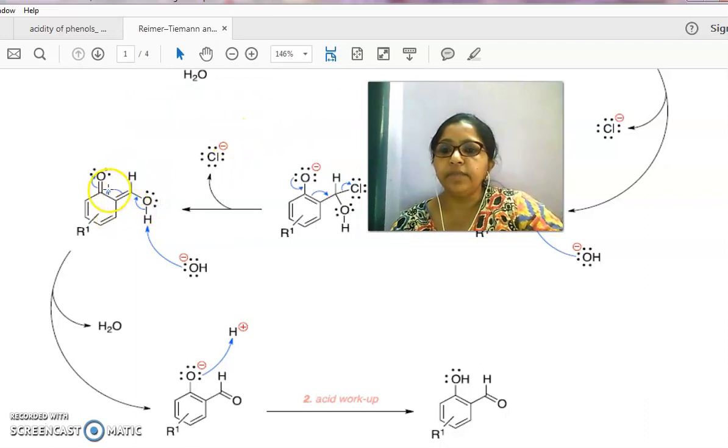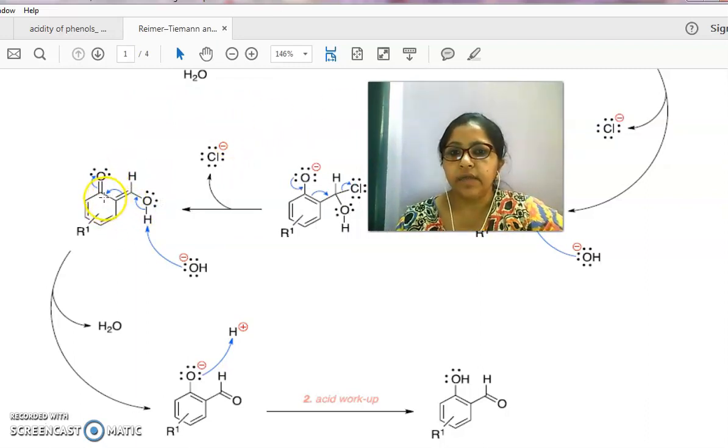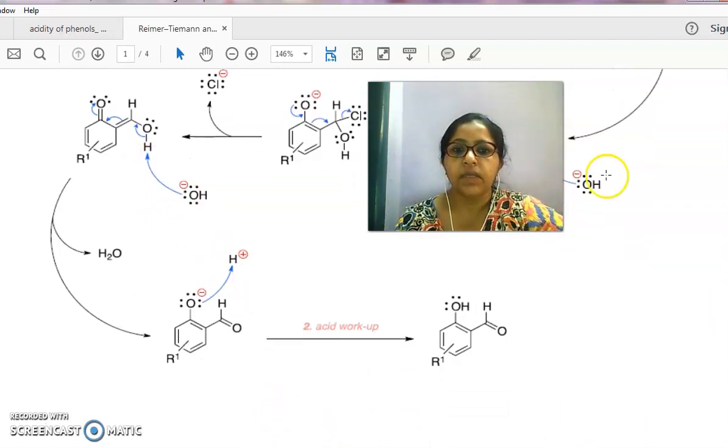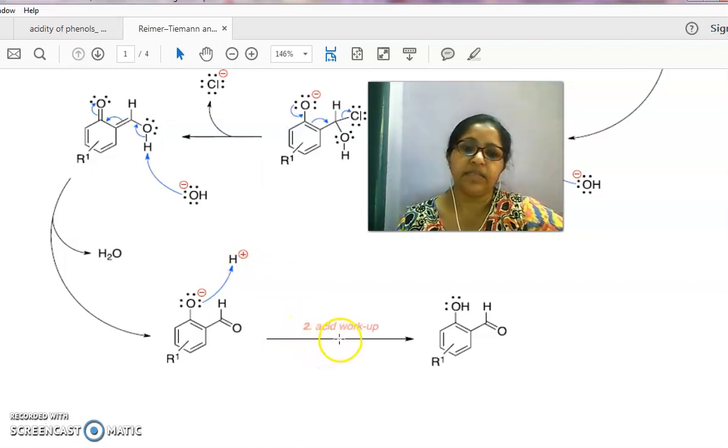Okay, the pi bond again breaks to bring back the aromatic property, and O becomes O minus. From this O minus takes one H plus from water. This water is forming here, and we get the ortho hydroxy benzaldehyde. You may give the acid or you may not; it will simply speed up the reaction if you are providing acid. That is what is acid workup. Okay, so that is done.